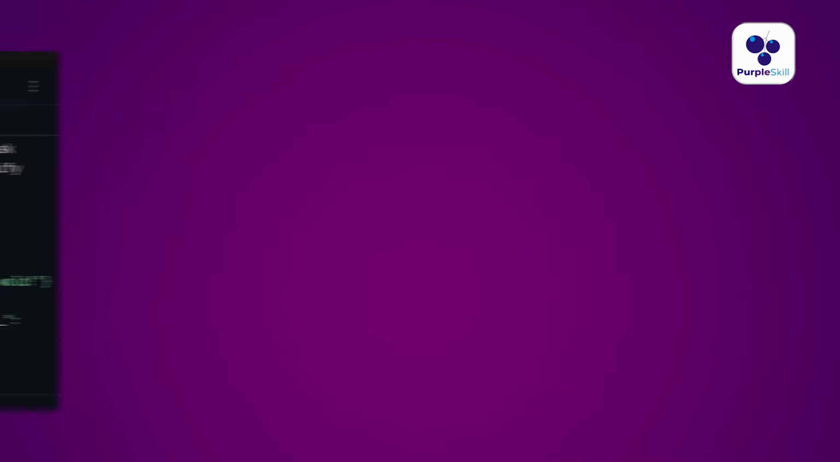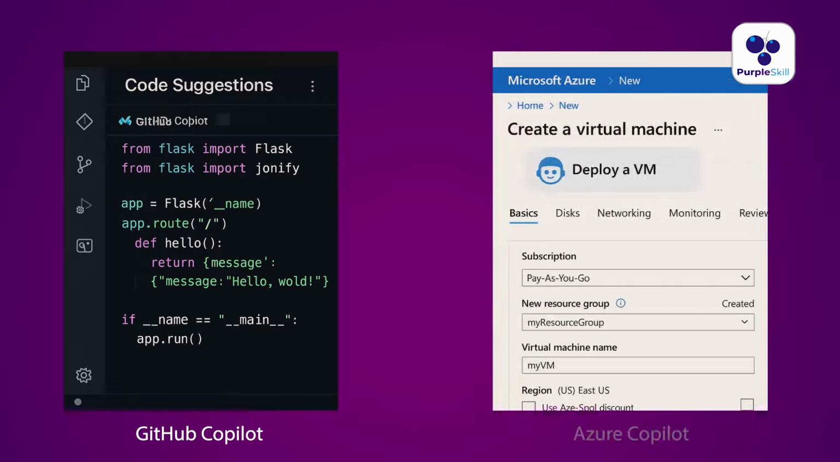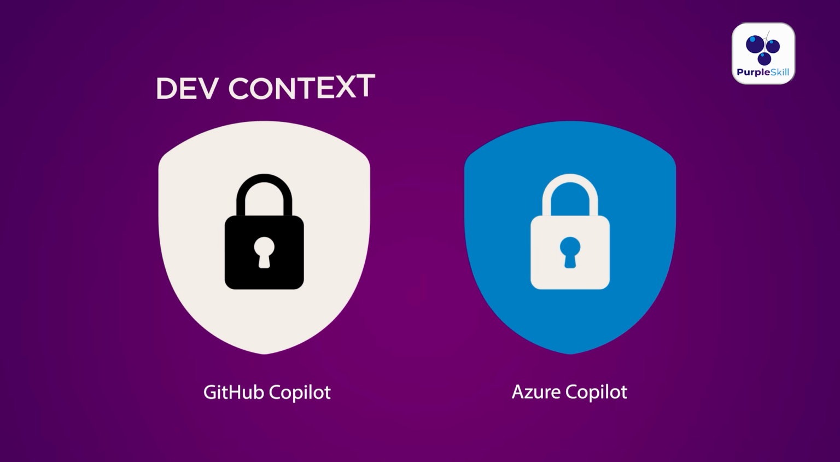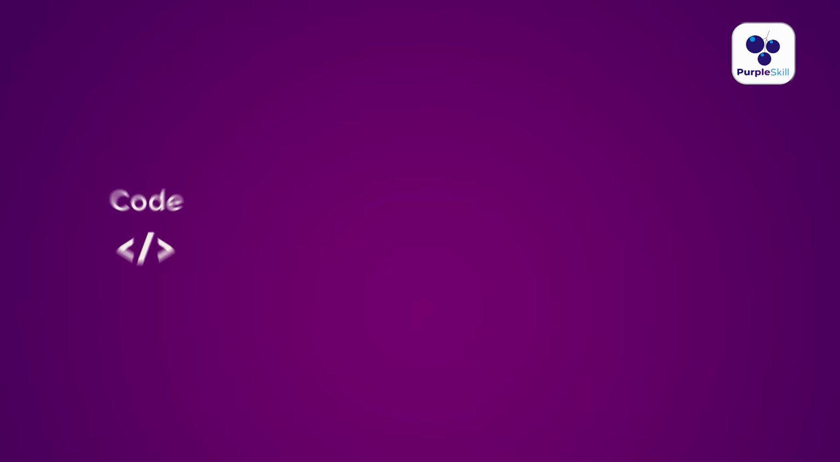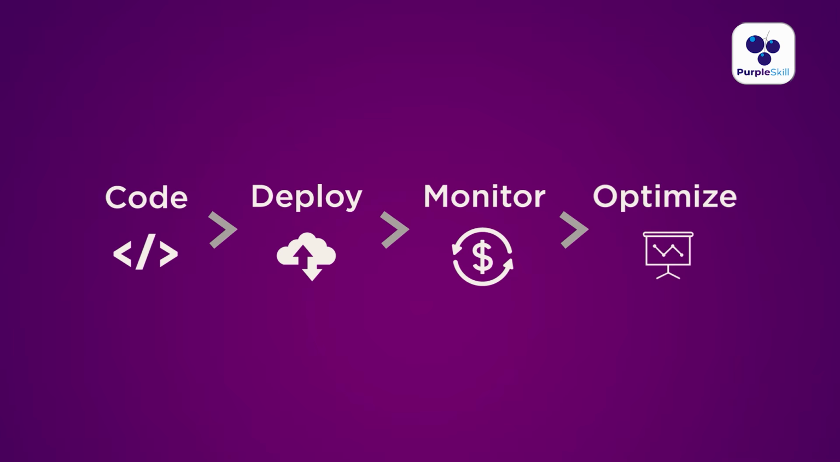For example, you can ask GitHub Copilot to create a REST API in Flask, while you can ask Azure Copilot to deploy an Azure VM with GPU. GitHub Copilot runs in a dev context for security, while Azure Copilot is tied to Azure RBAC plus subscriptions. They both complement each other. GitHub Copilot generates code for you, and Azure Copilot helps you to deploy that code efficiently on the Azure portal.